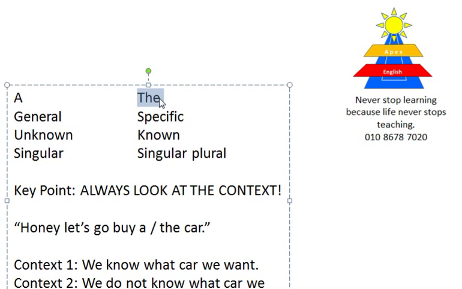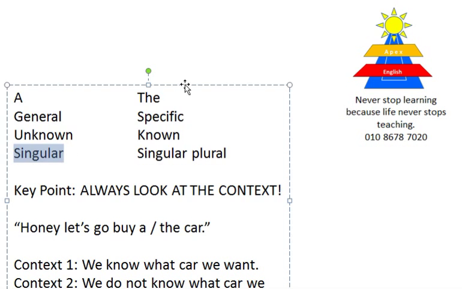So let's get started. We use a in situations where things are general, not specific. We also use a when things in a certain situation are unknown, when we don't know all of the details. And finally, we use a when things are singular. One good rule to remember is that a is never plural. It will always be singular.